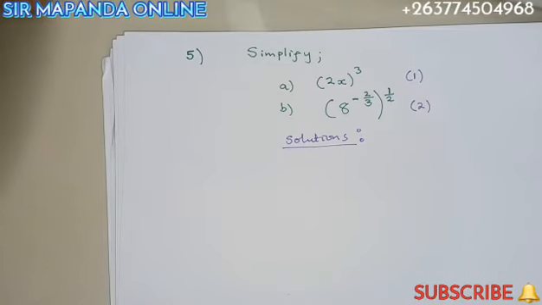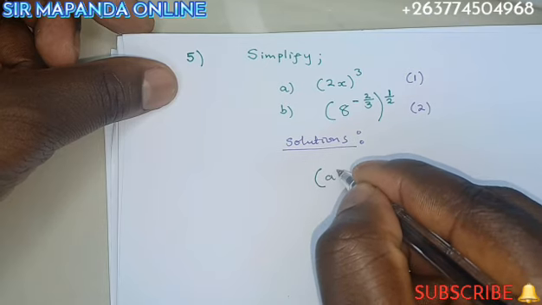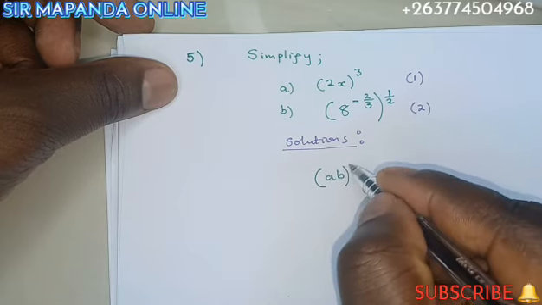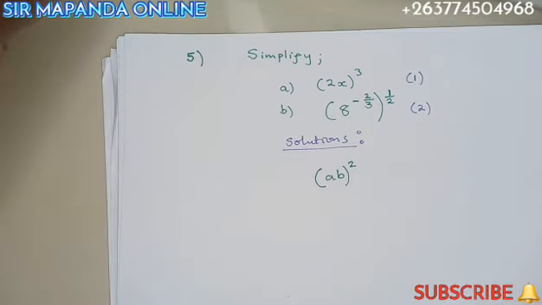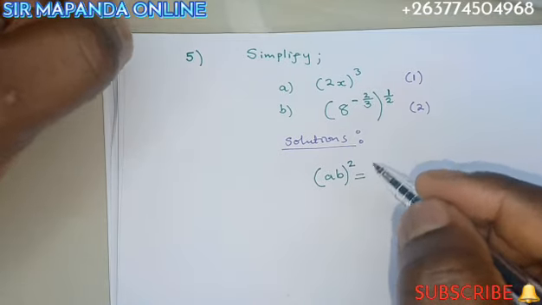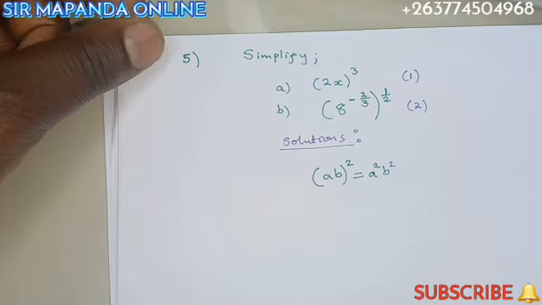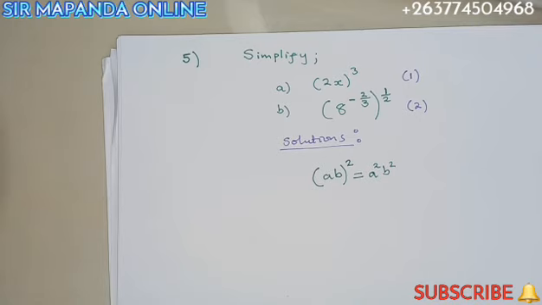Right, we go to question number 5, which says simplify (2x) to the power of 3. So here we use the law of indices. When we have a product of two numbers inside the bracket being raised by a power, like 2, the 2 affects everything inside the bracket, so that you get a squared b squared. This is called the law of indices: you distribute the power on each and every term inside the bracket.